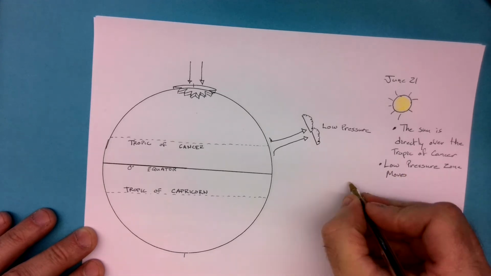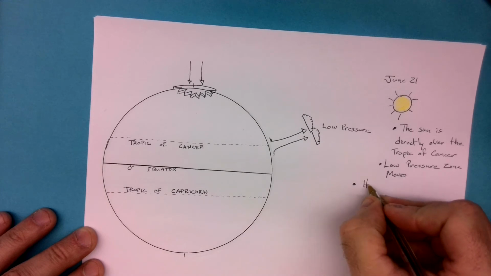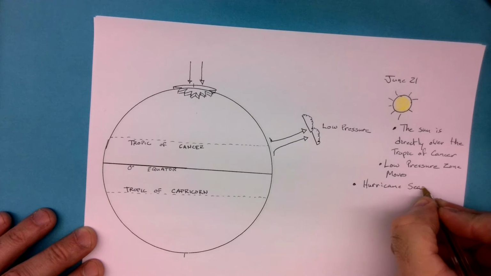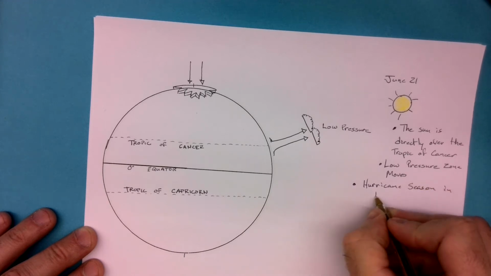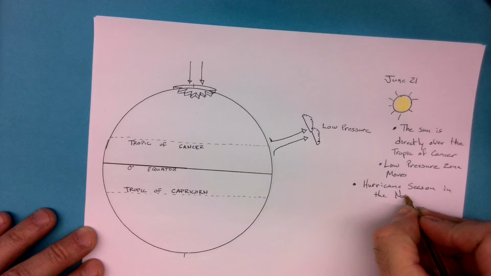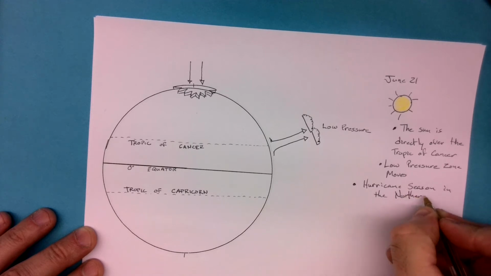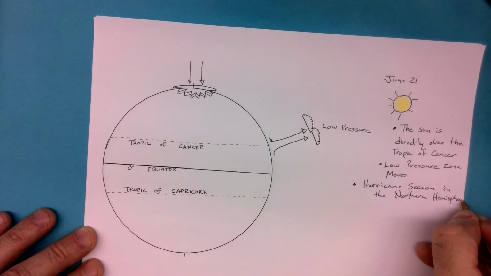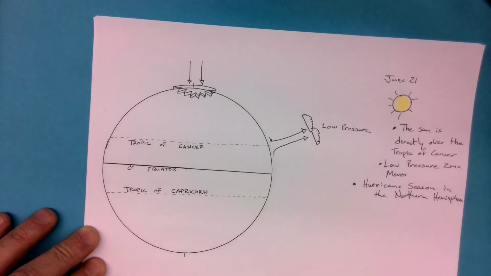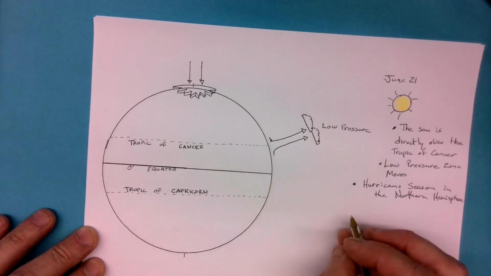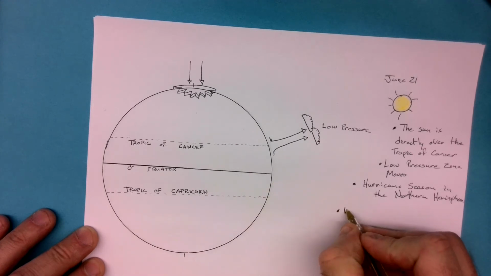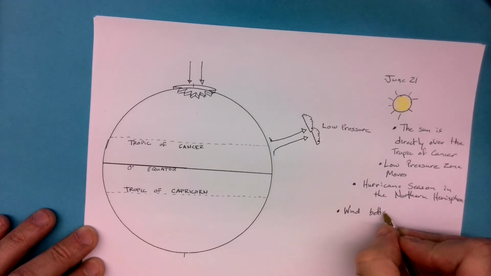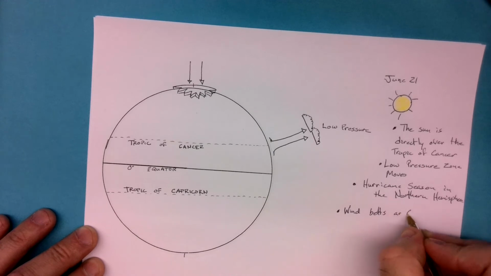This is hurricane season in the Northern Hemisphere. Barely got it on there. And what it does is the wind belts in this area are compressed.